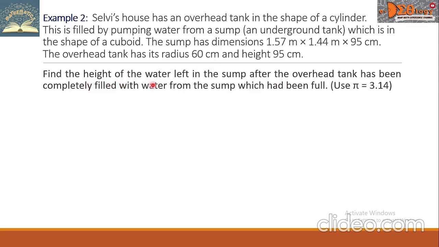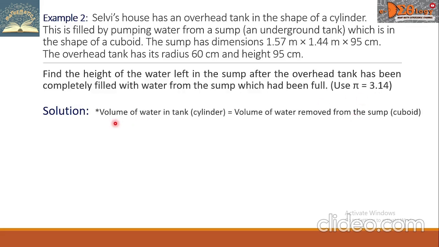Find the height of the water left in the sump after the overhead tank has been completely filled with water from the sump which had been full. Use pi equals 3.14. The volume of water in the tank, which is a cylinder, is equal to the volume of water removed from the sump, that is a cuboid.